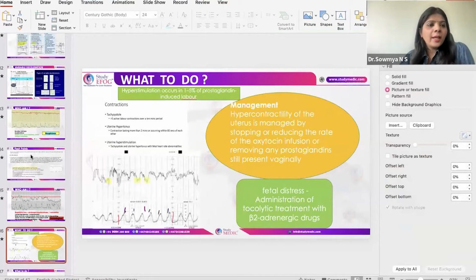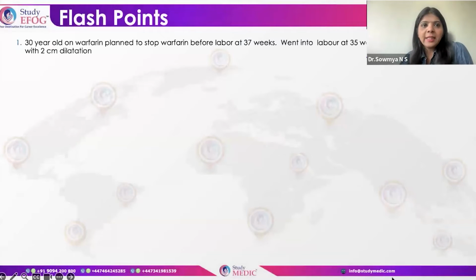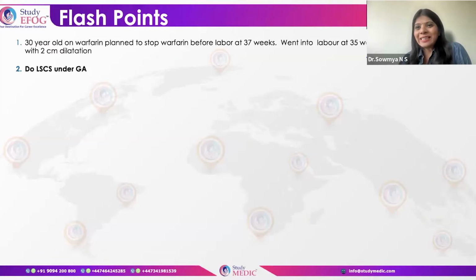Okay, and a couple of flash points about the CTG. You could get this as a CTG, or probably as an EMQ or an SBA. Somebody who is on warfarin, high-risk pregnancy, came in labor with 2 centimeters dilated, but she couldn't stop it. If you need a cesarean section, obviously, because it can cause epidural and subdural hematomas, you go for cesarean section under general anesthesia if it is required, because she couldn't stop warfarin.